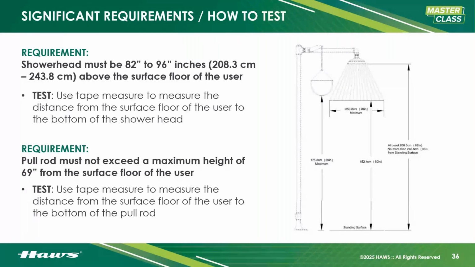The pull rod also has a maximum height, and that is 69 inches from the surface floor of the user. So measure from the floor to the bottom of the pull rod. As long as it is below that 69-inch max, you are compliant. This is to ensure that the shorter amongst us are capable of reaching the pull rod. If we place it too high, then they may not be able to. And it doesn't matter if you're super tall, you can reach the pull rod at any height. If you're a little bit on the shorter side, then you'll be able to reach up, grab the pull rod, and pull it, so long as it is under that maximum height.